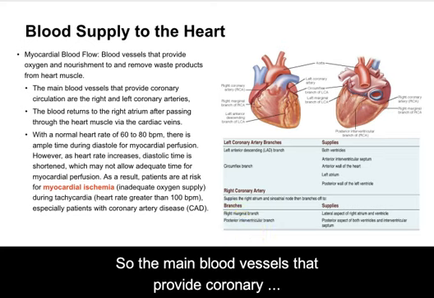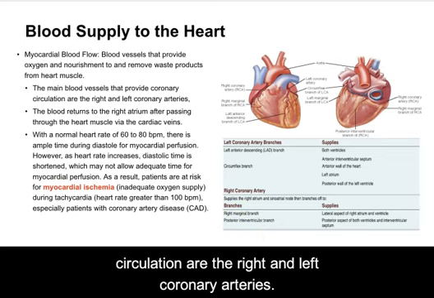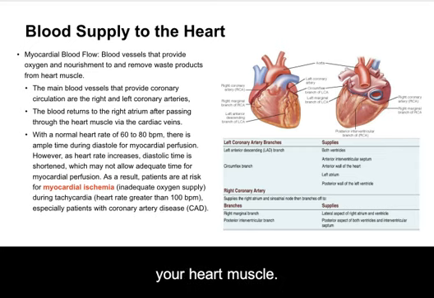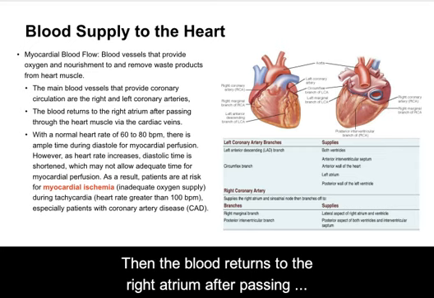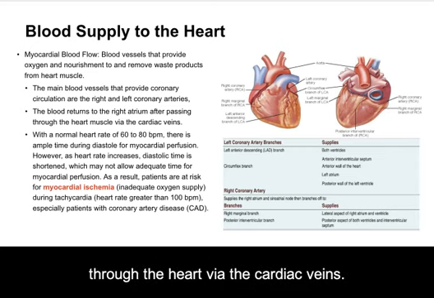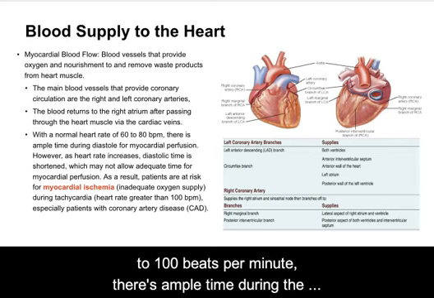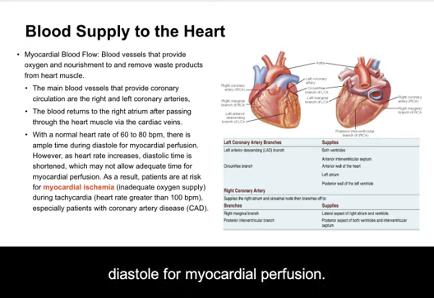So the main blood vessels that provide coronary circulation are the right and left coronary arteries. These are the ones that supply oxygenated blood to your heart muscle. Then the blood returns to the right atrium after passing through the heart via the cardiac veins. And then with the normal heart rate of 60 to 100 beats per minute, there's ample time during the diastole for myocardial perfusion.